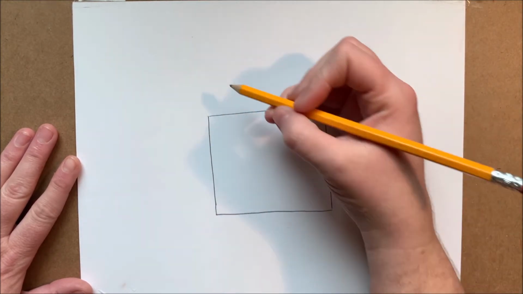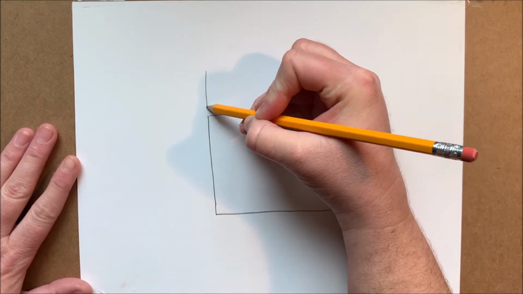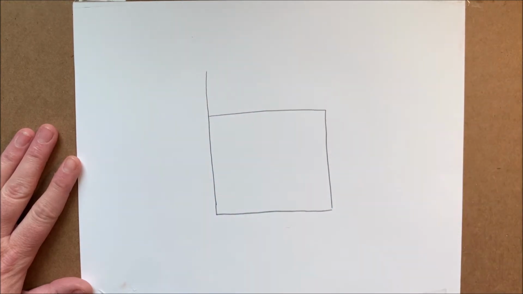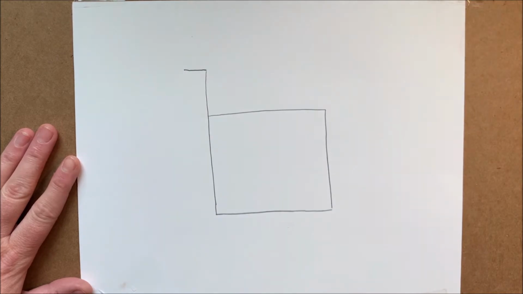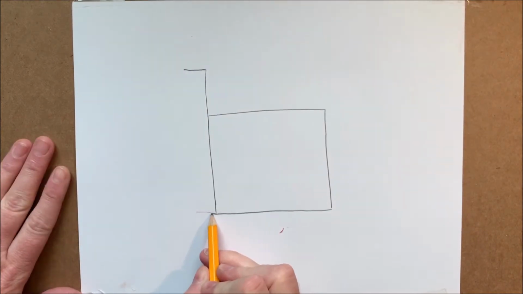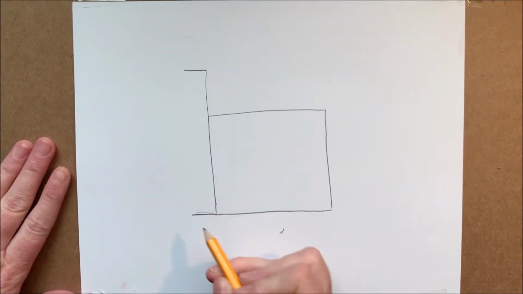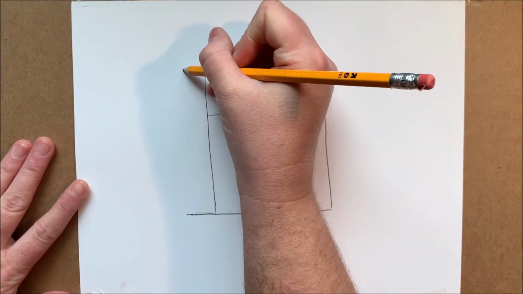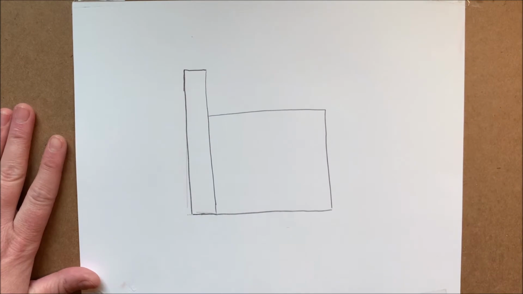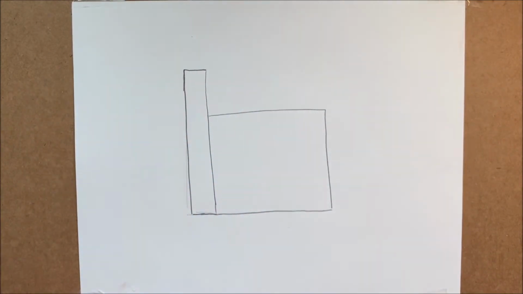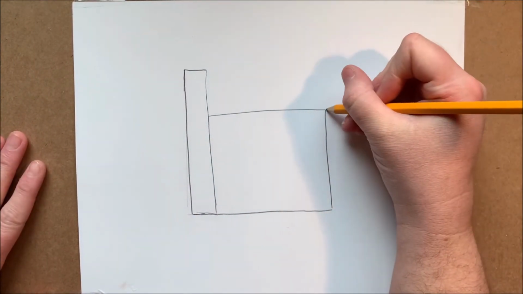Next, we're going to draw 2 rectangles as towers. So I'm going to make this line a little longer. I'm going to go over just a little. Make this line go over. And then I'm going to draw all the way down to connect them. Okay. Then I'm going to do the same thing on the other side.